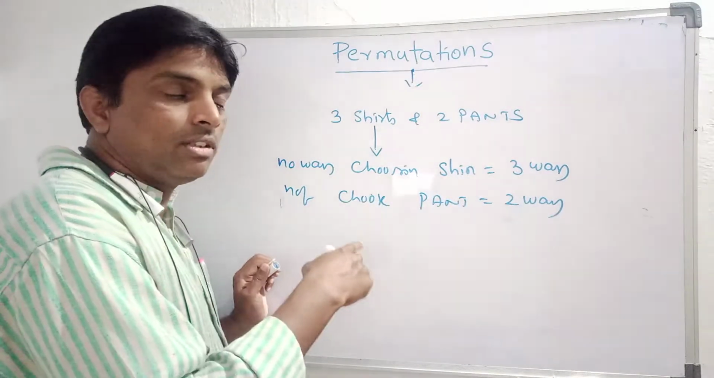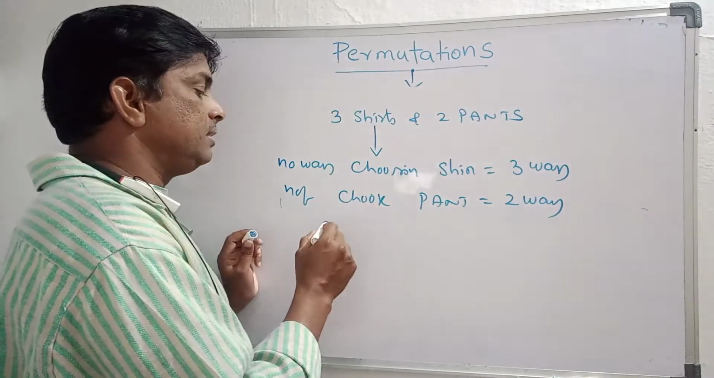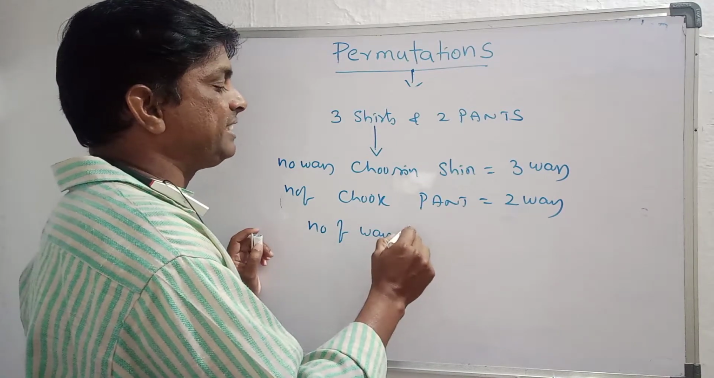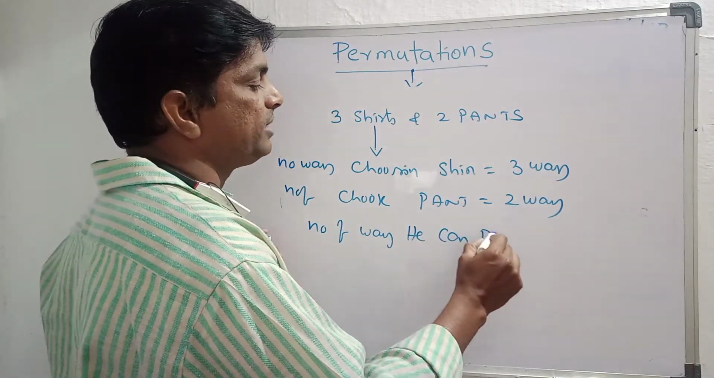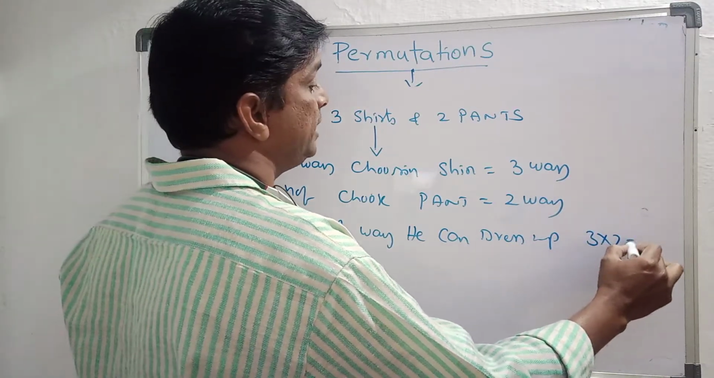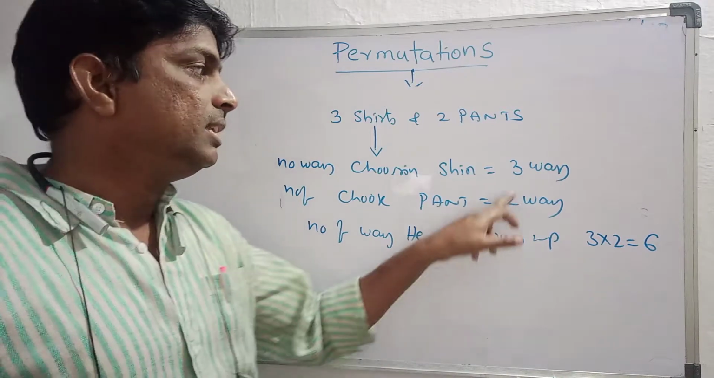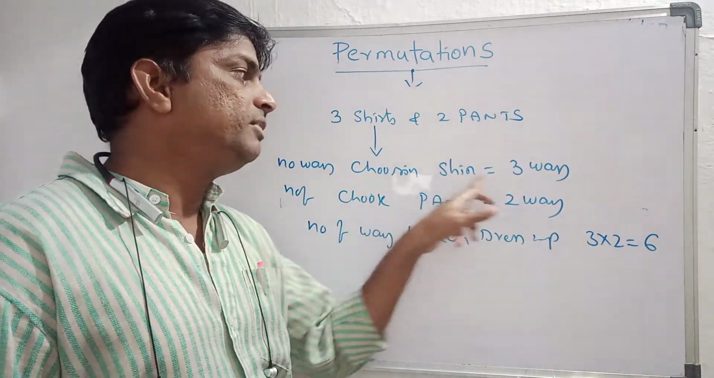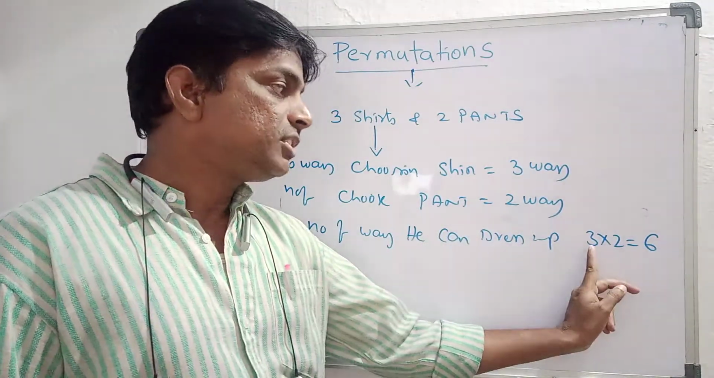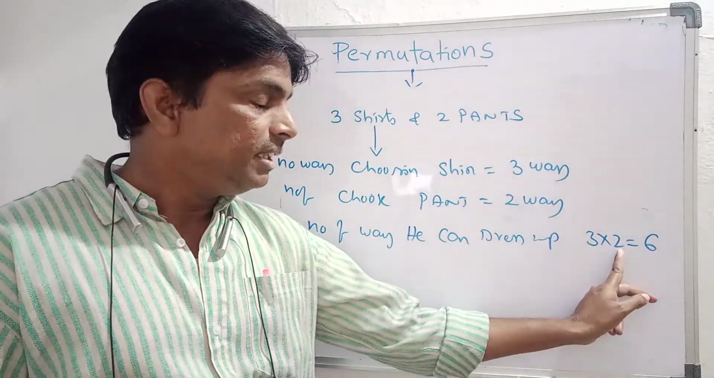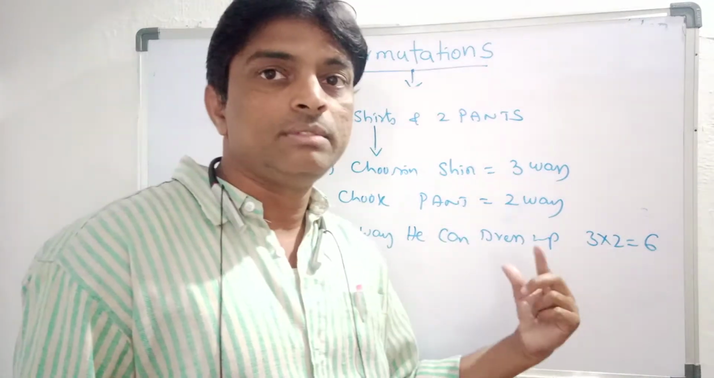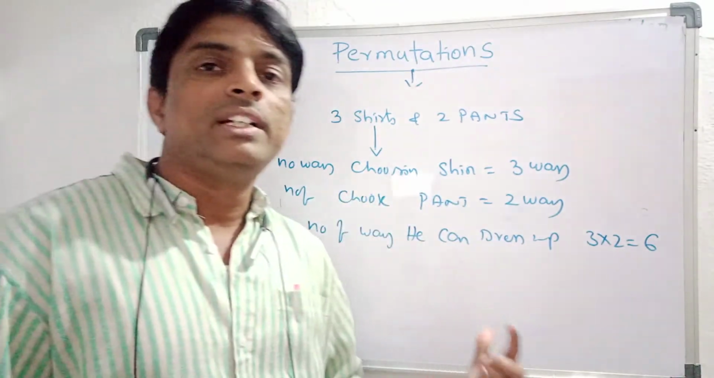So as per the counting principle of multiplication, the number of ways he can dress up for his birthday is 3 into 2 ways, that is 6. He has to wear the shirt, which can be done in three ways, and he has to wear the pant, which can be done in two ways. So if the first operation can be done in m ways and another in n ways, then both together can be done in m into n ways, here 6 ways.